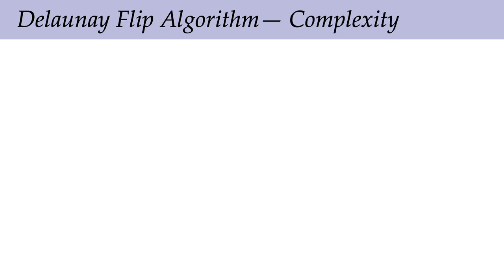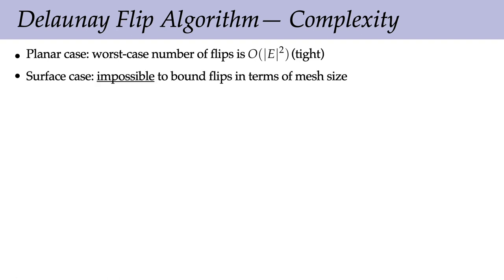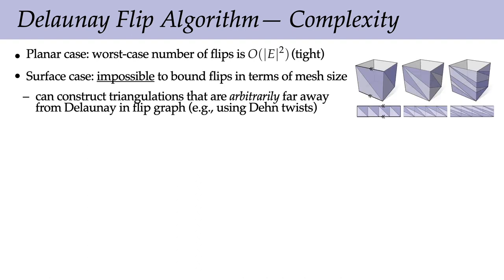Okay. On the other hand, the cost is not as clear. So in the planar case, the worst case number of flips is order e squared. In the surface case, it's impossible to bound the number of Delaunay flips in terms of the mesh size. So you can construct triangulations that are arbitrarily far away from Delaunay in the flip graph. For instance, imagine applying a Dehn twist to this sort of cylinder.